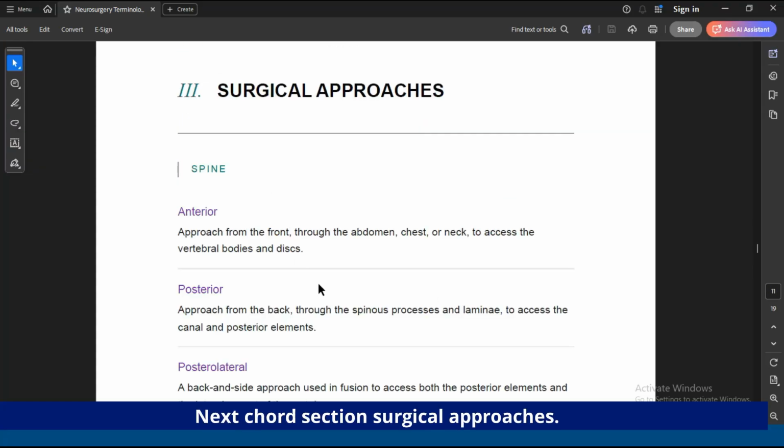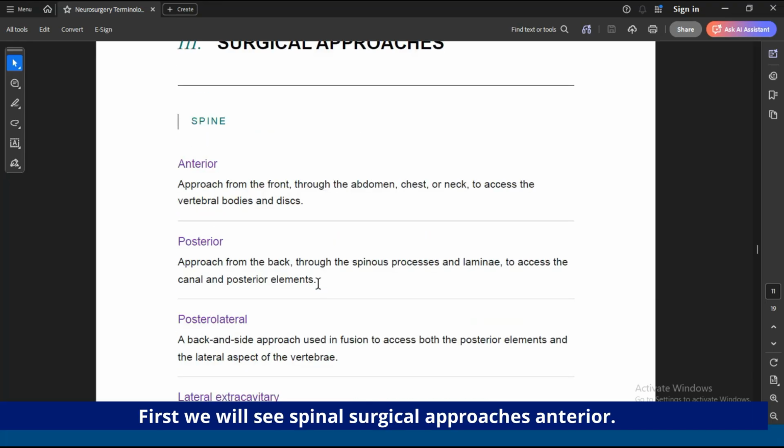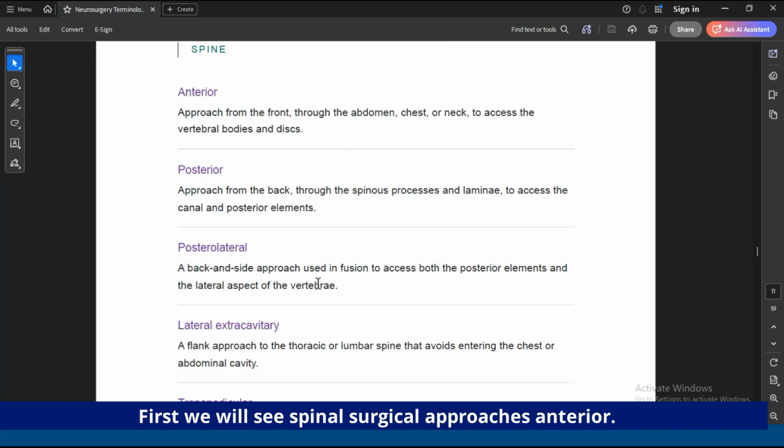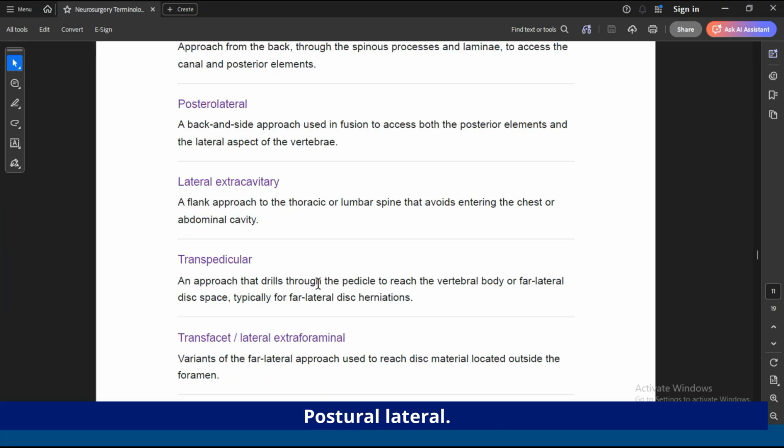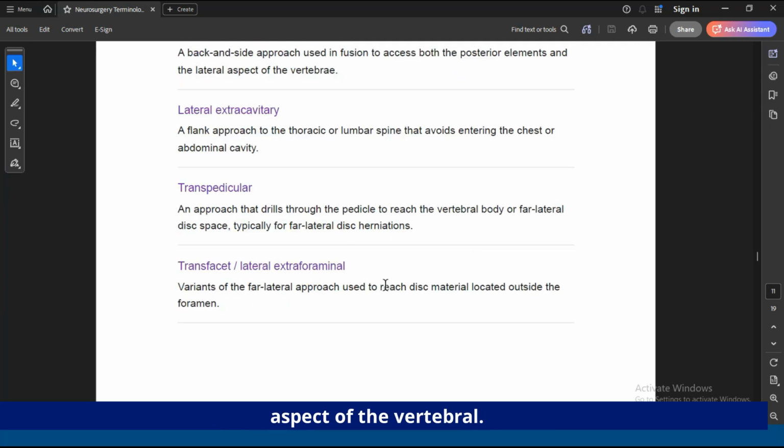Next, third section, surgical approaches. First we will see spinal surgical approaches. Anterior. So anterior means approach from the front through the abdomen, chest or neck to access the vertebral bodies and disc. Posterior. Approach from the back through the spinous process and lamina to access the canal and posterior elements.